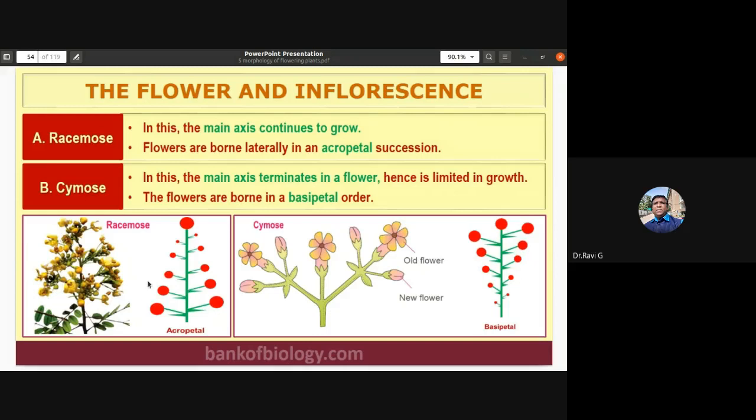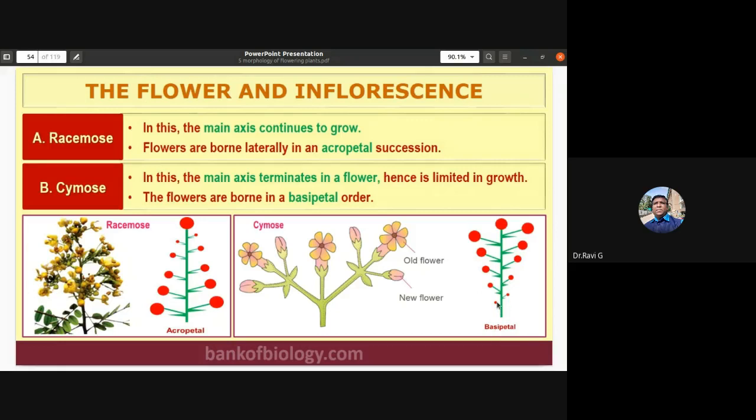In cymose inflorescence, the main axis, that is the inflorescence axis, they terminate with a flower. So you can notice in this diagram, they are terminating with a flower. So the inflorescence axis growth is limited. That is, they are definite. And second aspect that you can notice is there is a basipetal succession of flowers in cymose.